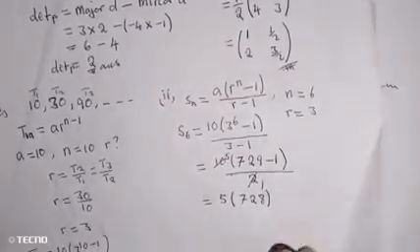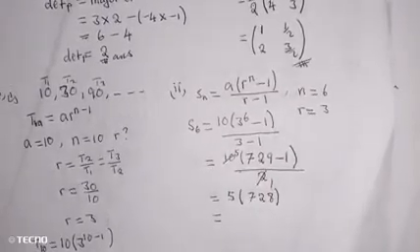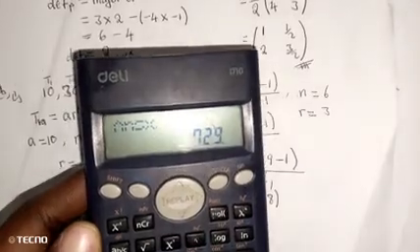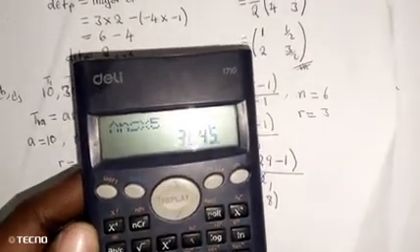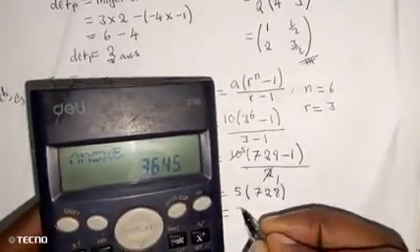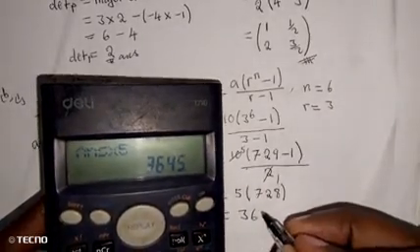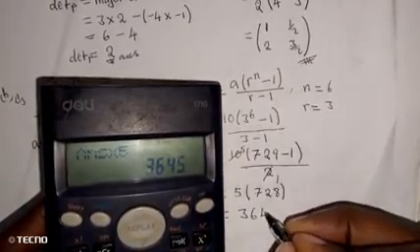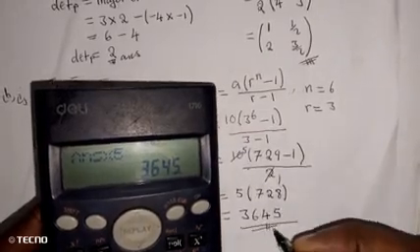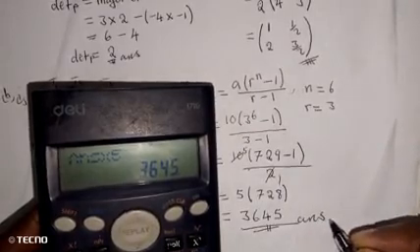So we can multiply this. Multiplying this, we get the sum of the first 6 terms. So this one answer by 5. Okay, so here my answer is 3,6,4,5. This is the answer, which is the sum of the first 6 terms.